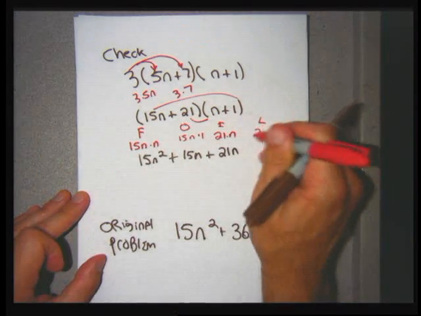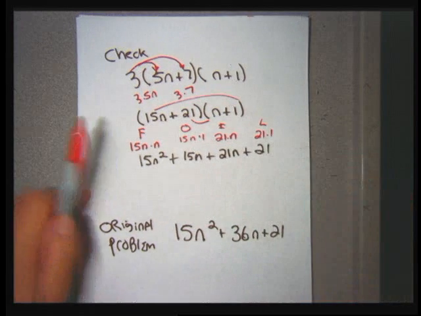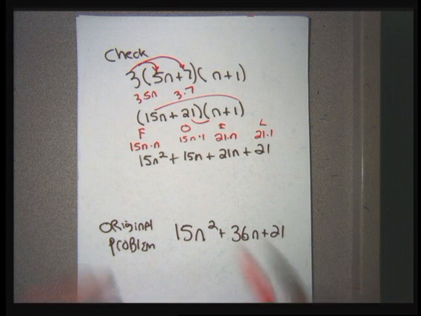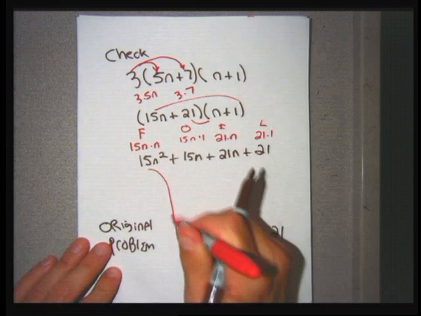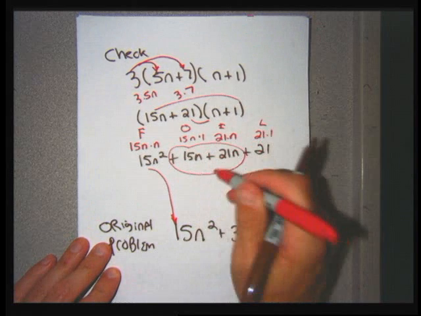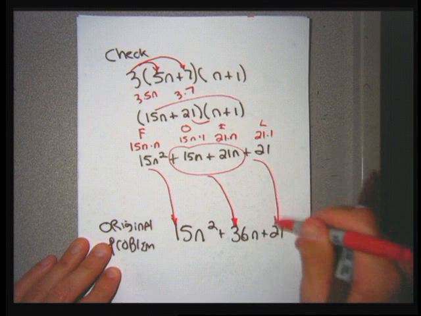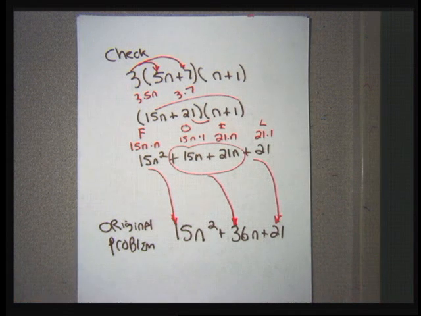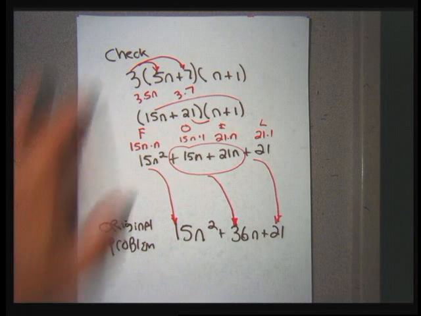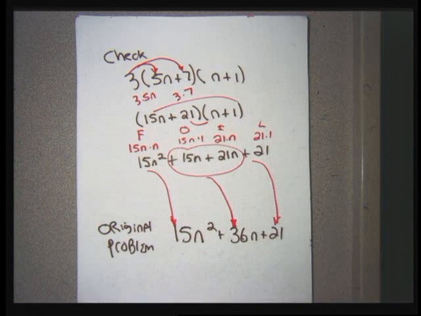And the lasts are 21 times 1. They're both positive, so I get a plus sign. And 21 times 1 is 21. And 15n squared I bring down. 15n and 21n, I add the 15 and the 21 and get 36, and I leave the n, and I bring the 21 down. So that answer will FOIL out perfectly. My answer, if I FOIL it properly, will equal the original problem, so my answer is correct.